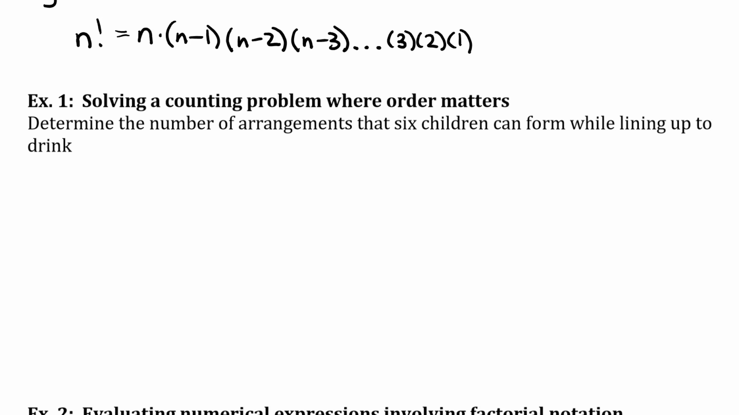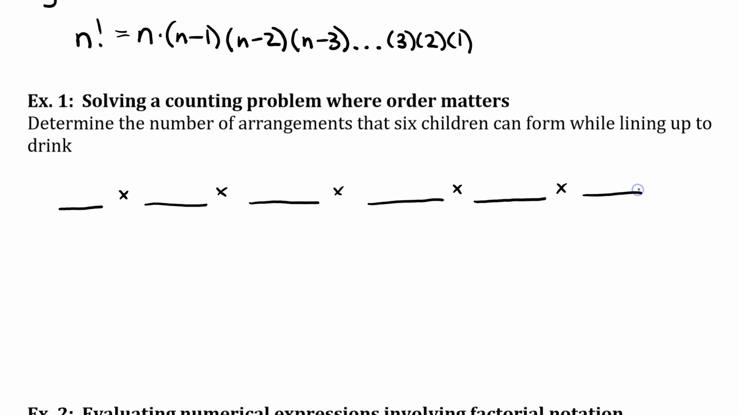Determine the number of arrangements that 6 children can form while lining up to drink. So we're going to use our information from yesterday, the fundamental counting principle, saying that when we have distinguishable objects, so say we have 2 distinguishable objects, like yesterday was shorts and sweaters. In the first example, we said that there were 3 shorts options and 3 sweaters options, so altogether there are 9 outfit options, 3 times 3.